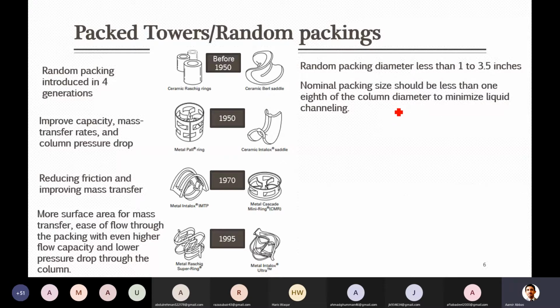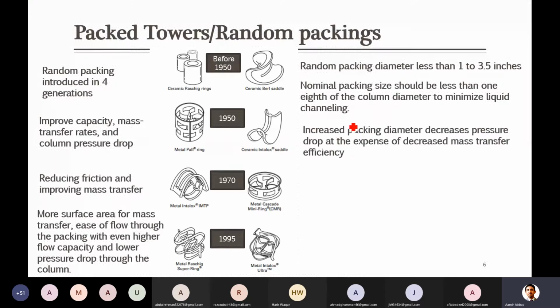Then again you will install a liquid distributor in between, and then again install another set of this packing, or packing bed, and so on, in order to increase the distribution of the liquid. Increased packing diameter decreases the pressure drop at the expense of decreased mass transfer efficiency. If you keep on increasing the diameter of this packing, that will decrease the packing pressure drop, but it will definitely reduce the mass transfer efficiency.